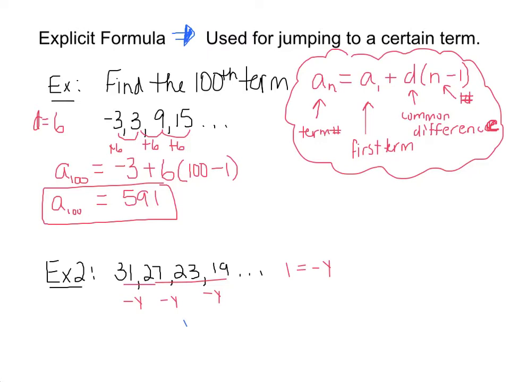So we're going to do A sub 100 equals, the first term in my sequence is 31, plus the common difference, which is -4, parentheses, the number that I'm trying to find, which is the 100th term, so 100 minus 1. So type this into your calculator and let's see what you get. Hopefully you got the same thing that I did, which was -365.